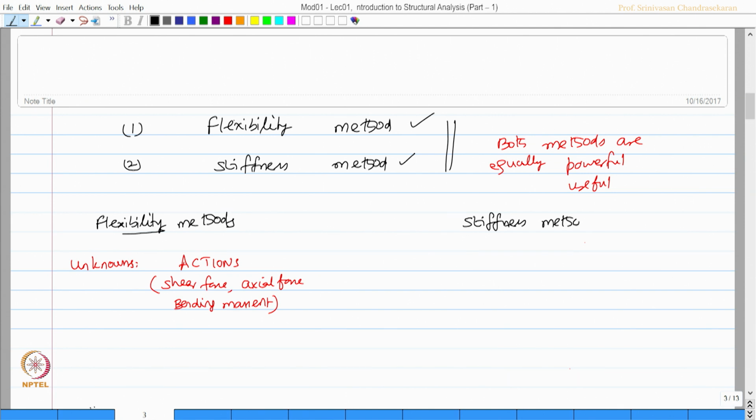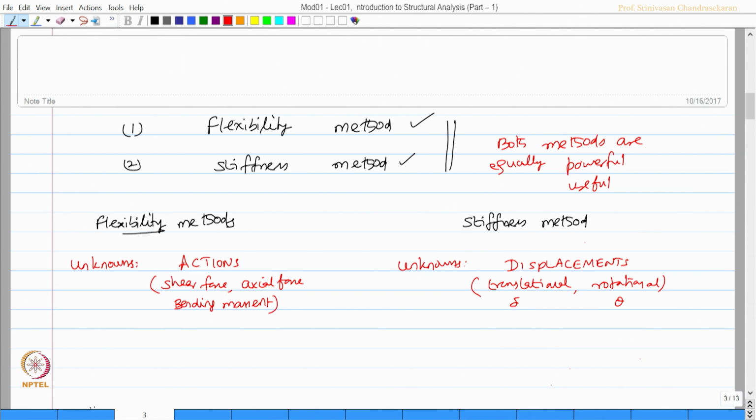on the contrary, here the unknowns are displacements. For example, translational displacement and rotational displacement. Okay. Translational as delta and rotational as theta, all will be unknowns in this method.